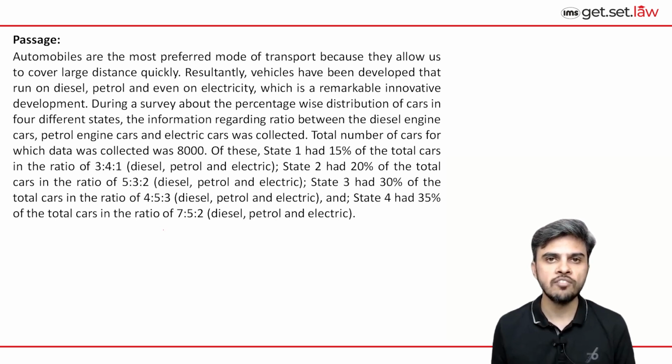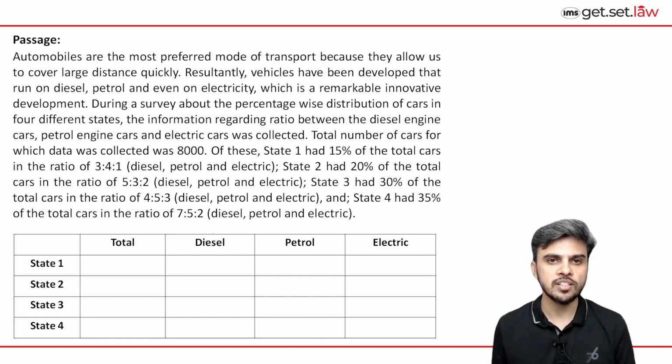So using all these important values given in the passage, we can create a table showing total number of cars in state 1, 2, 3 and 4. Then showing in next column number of diesel cars, petrol cars and electric cars in these 4 states using all the percentage and ratio values given in the passage. So let's create the table. Table shows state 1, 2, 3 and 4 in 4 rows and total number of cars, diesel cars, petrol cars and electric cars in these 4 states. So let's look at the values.